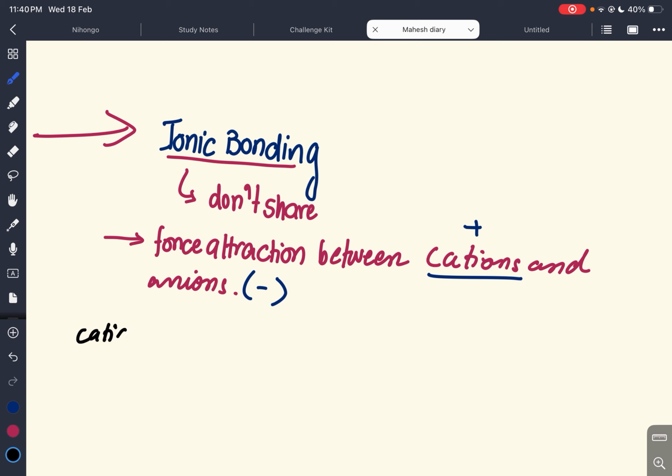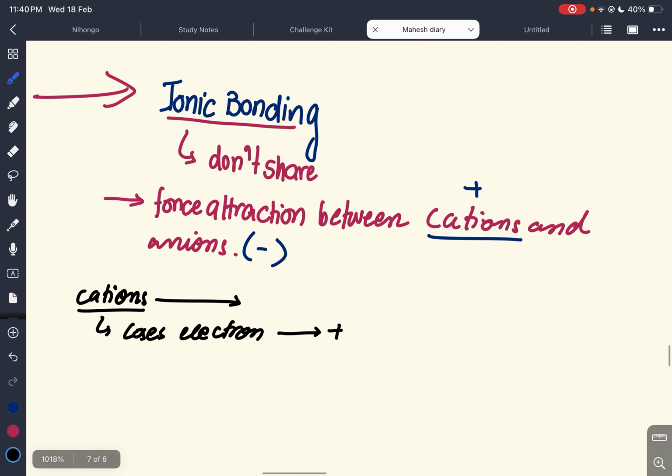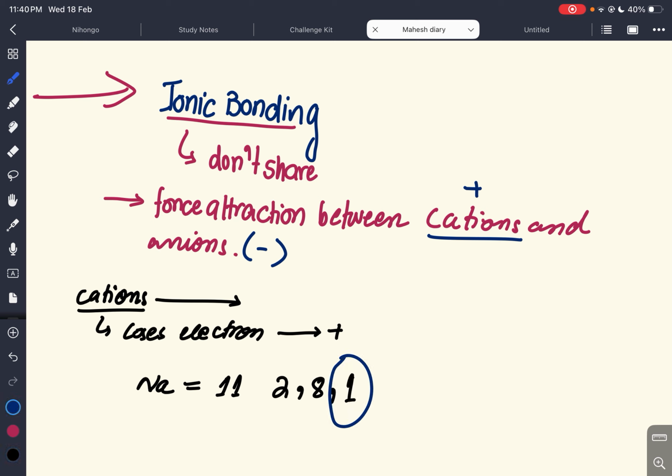What are cations exactly? Cations are atoms which lose electrons and eventually get a plus charge on them. Why? We'll know now. For example, we have sodium. It has 11 electrons. The first two go in the first shell, then 8, and then 1. This one electron that's left has to do something.